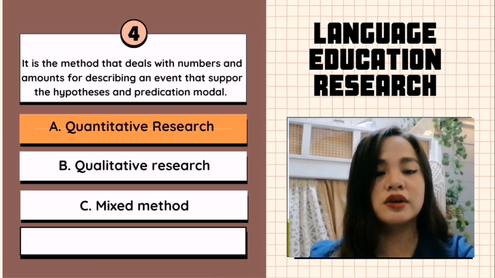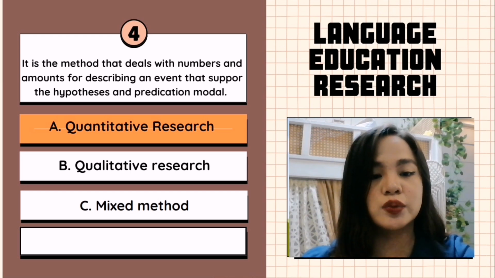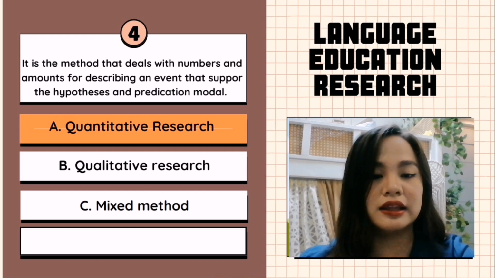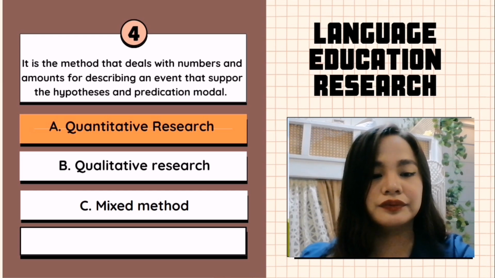Letter C is also wrong because mixed methods combine both quantitative and qualitative approaches. While it may involve numbers, it is not purely focused on numerical data or prediction. It includes open-ended interpretation as well. This question only describes the quantitative aspect, not both.